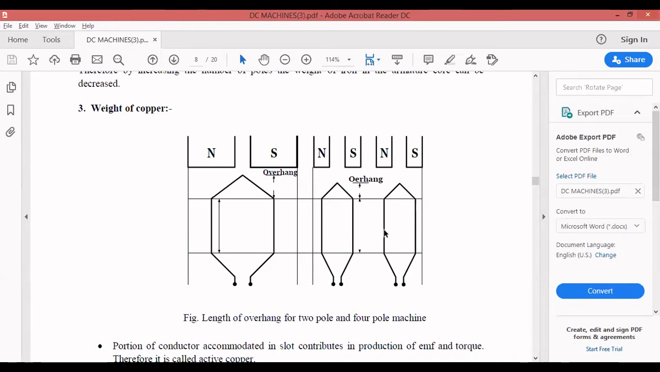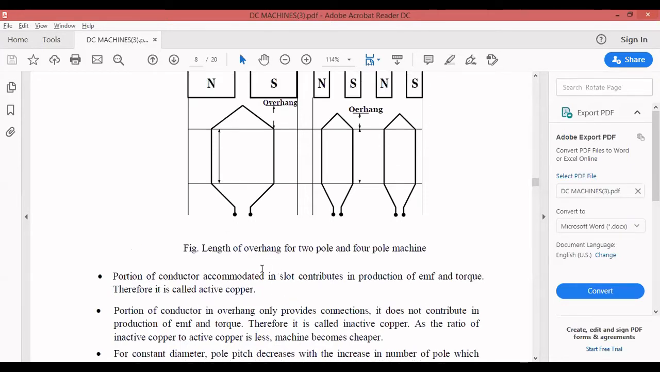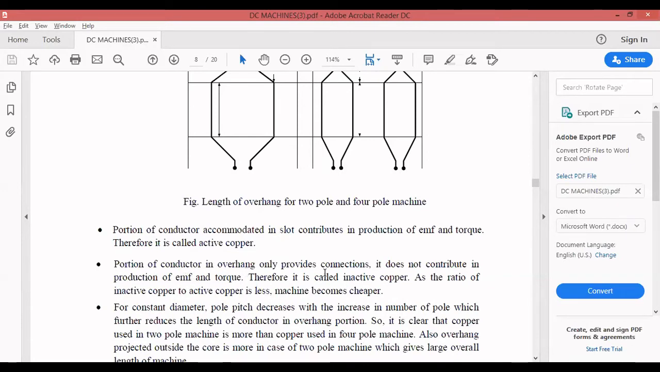Now, portions of the conductor accommodated in the slot contribute to the production of EMF and torque. Therefore, it is called active copper. Whatever conductors are placed in the slots will contribute to EMF and torque, and those are called active copper. This is your front coil, this is your back coil. These are the conductors placed in the slot, and these are called active copper. Portions of the conductor in the overhang only provide the connection, but do not contribute to the production of EMF and torque. Therefore, it is called inactive copper. As the ratio of inactive copper to active copper is less, machines become cheaper.